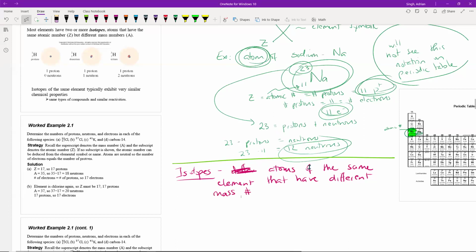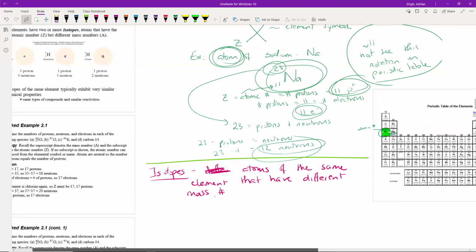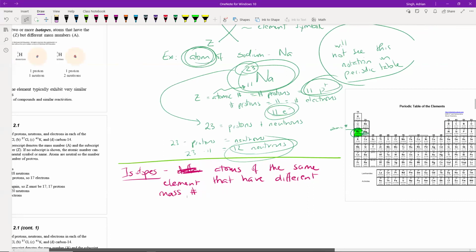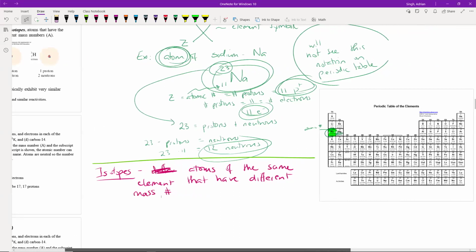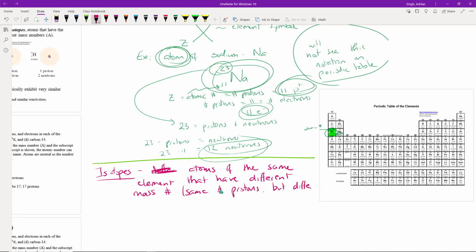Okay, so you can think of it sort of as an analogy. If you think about a rice grain, you can have different types of rice grains, long grain, short grain, whatever. It's all rice, right? So it's the same thing, just different types of it. So isotopes are kind of similar. You have the same type of atom, but they can be slightly different. And the way that they're different from each other is they have different mass numbers, which in essence means that they have the same number of protons, but a different number of neutrons.